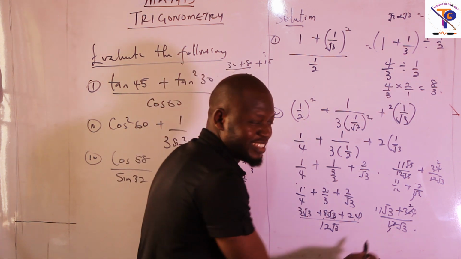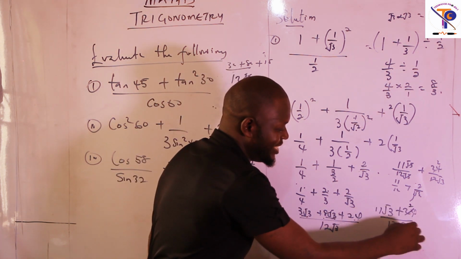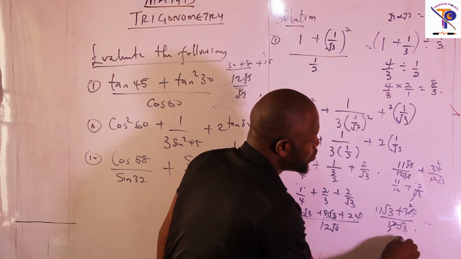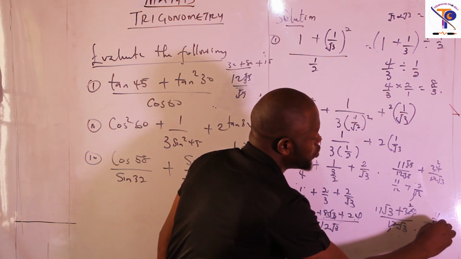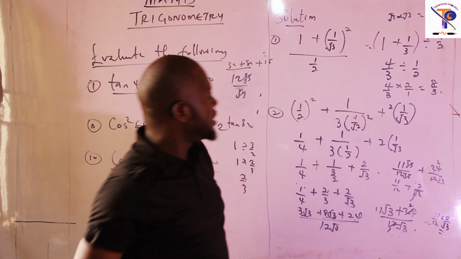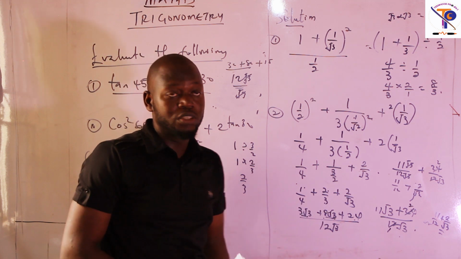So from here we have this and this, then we cut. That was what I did. But we can as well have this one like this, or you have 11/12 plus 2 root 3. So that is our answer for the second question.